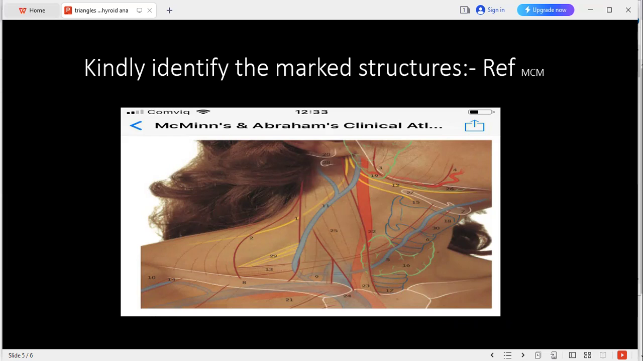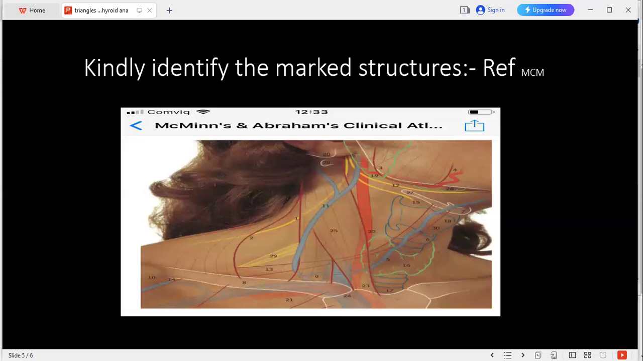Can you identify the external carotid artery in this image? Which number? This is 22. Can you tell me what structures are closely related to its bifurcation? Structures related to the bifurcation, that is, right. Can I answer this later?